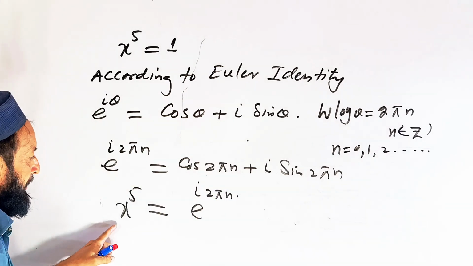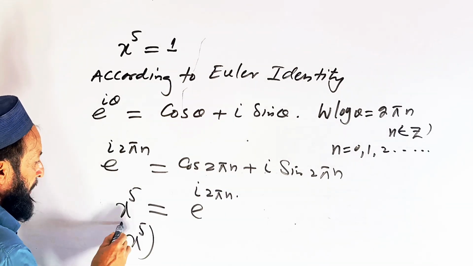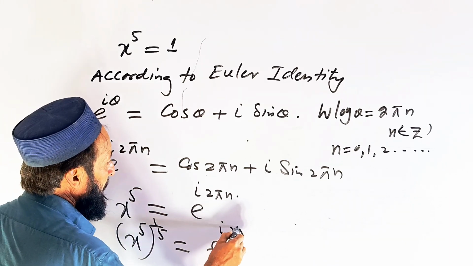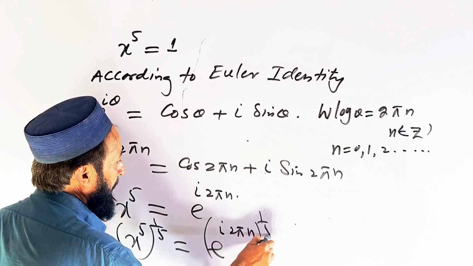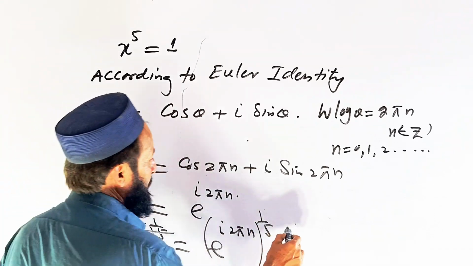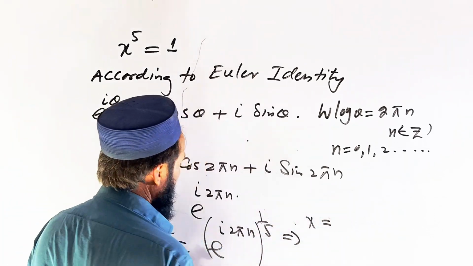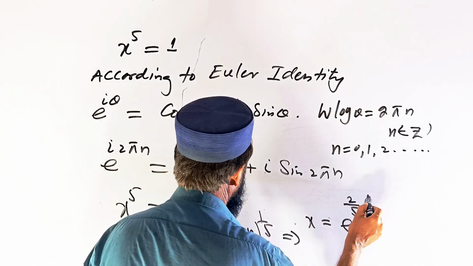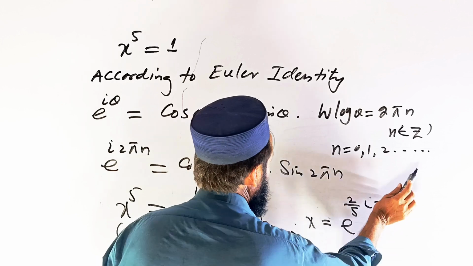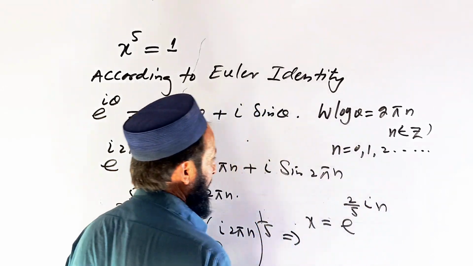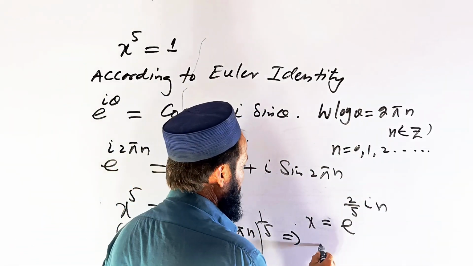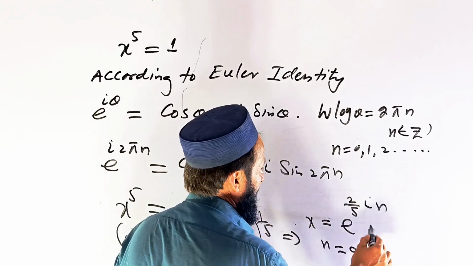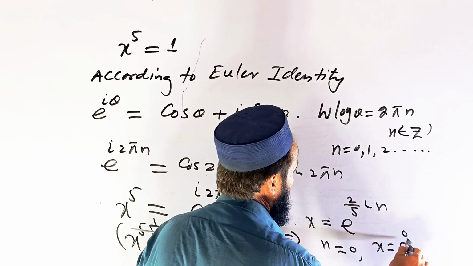Now we take the reciprocal of this, raising each side to the power of 1 by 5, of iota 2 pi n, and the reciprocal of 1 by 5. So this is cancelled because we require the value of x, and now we get here e to the power of 2 by 5 iota 2 pi n. If we substitute n is equal to 0, we get x is equal to e to the power of 0, which is equal to 1.